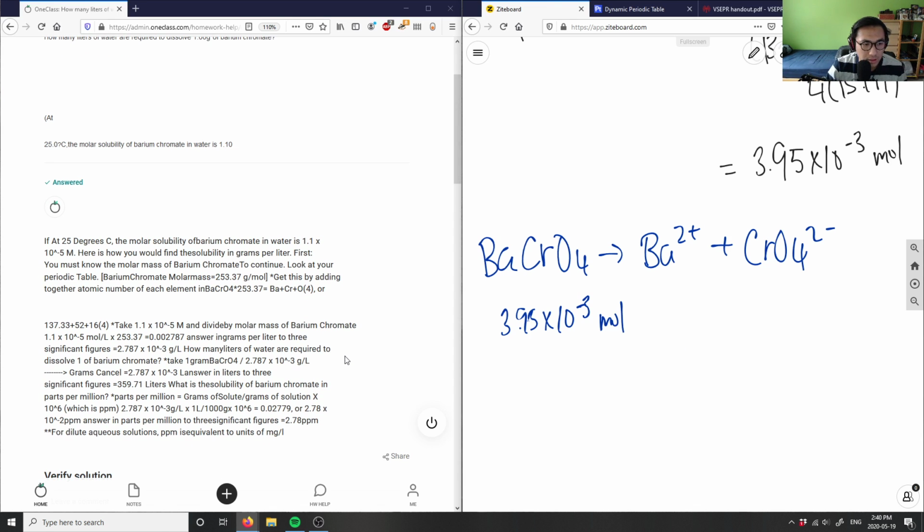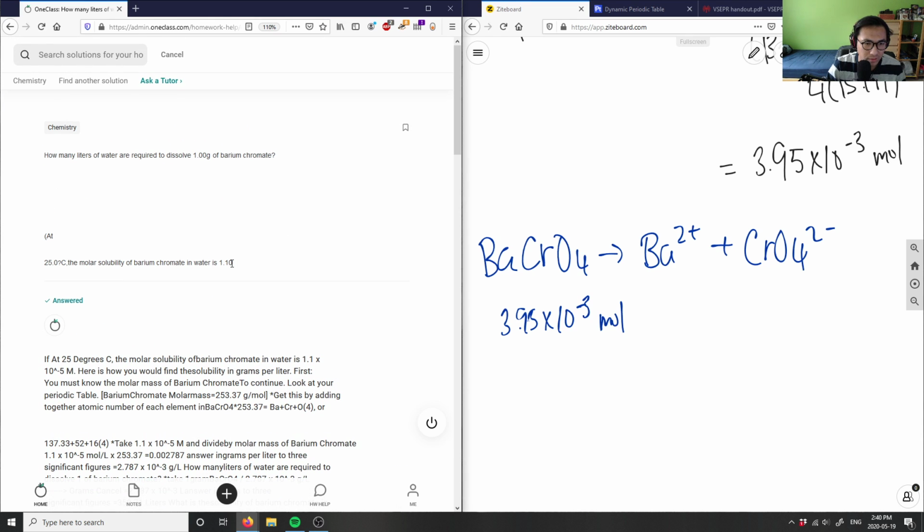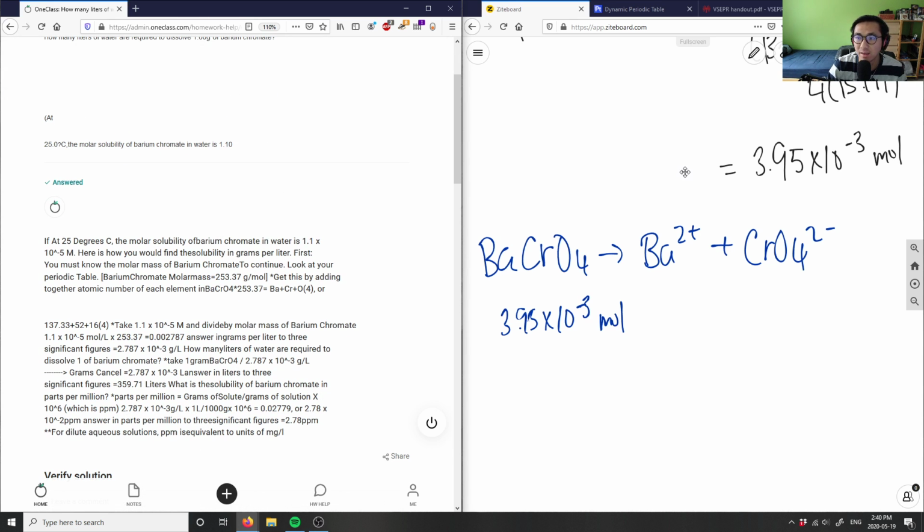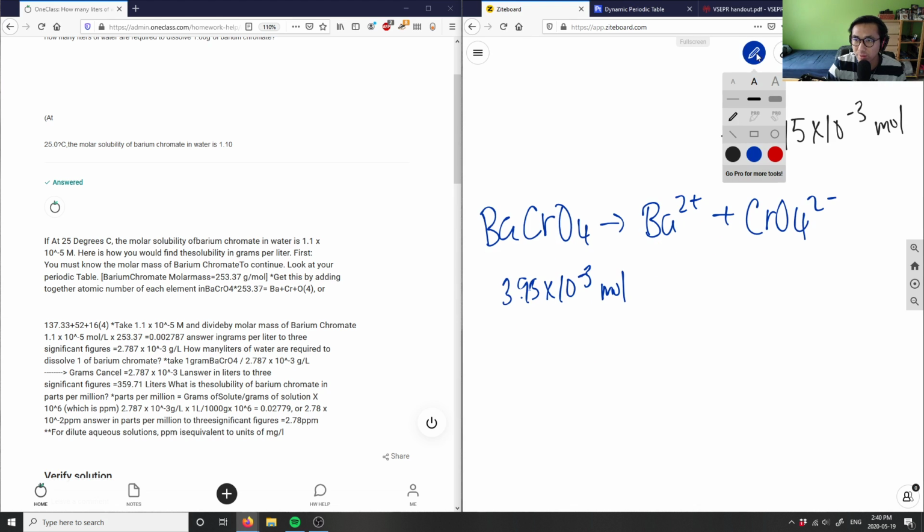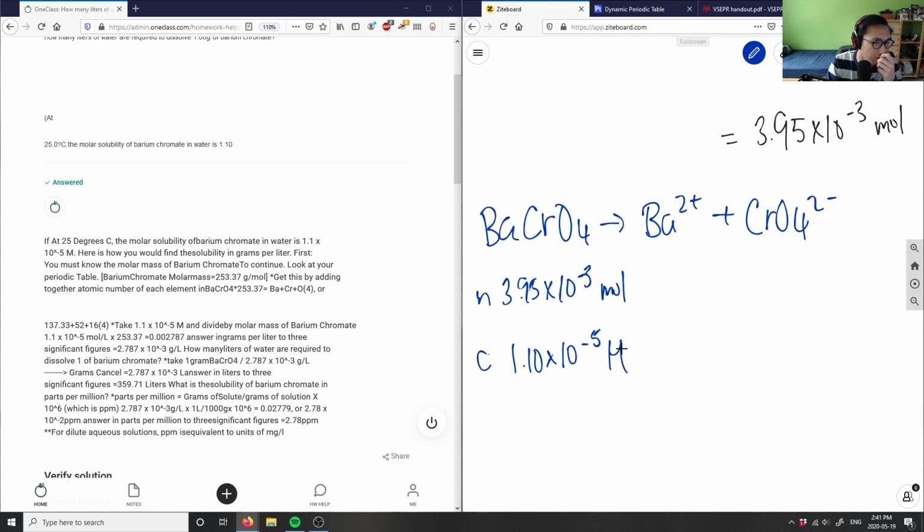Let's see. So they have 1.1 times 10 to the negative 5 moles per liter. This is our molarity. Oh, I think this is what this is actually. So they actually give you the concentration, which is 1.10 times 10 to the negative 5. Okay, I think I know what they're doing here now. So this here is our moles. It's very, very hard when stuff like this gets cut out. It's very hard for me to actually decipher what they're trying to do here. So 1.1 times 10 to the negative 5 molarity. And then I'm going to divide our moles by it to figure out what our volume is going to be here, right?